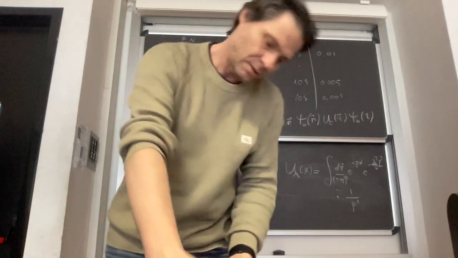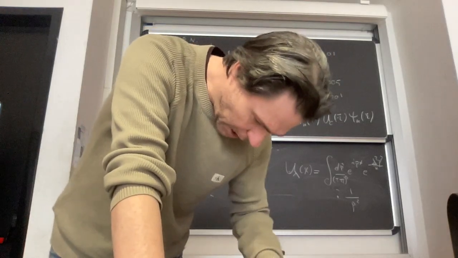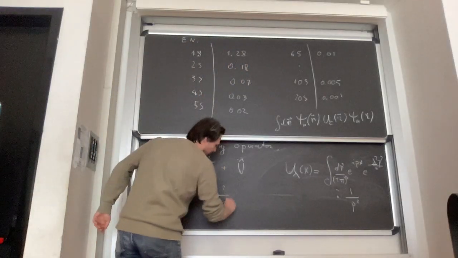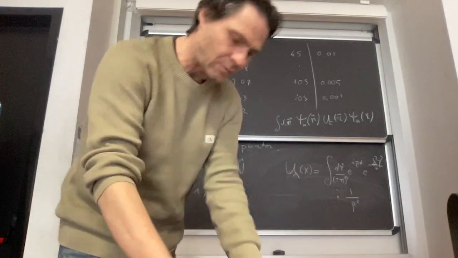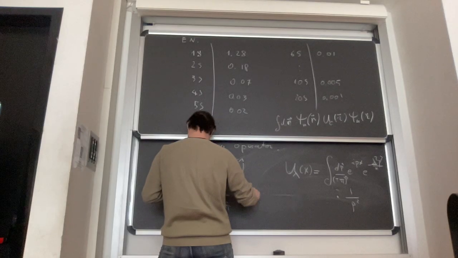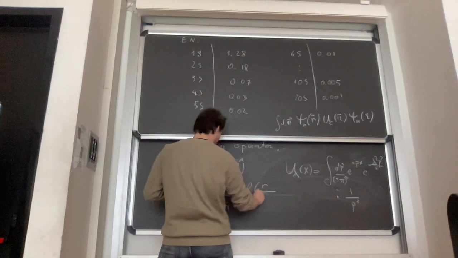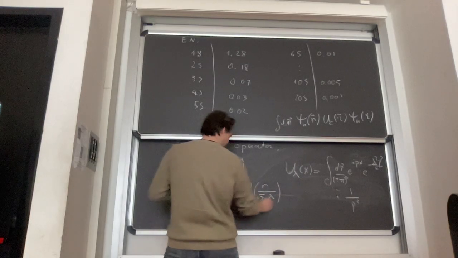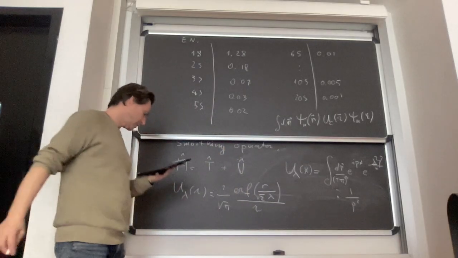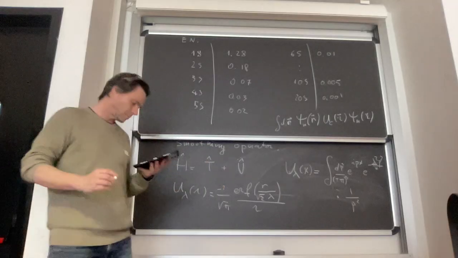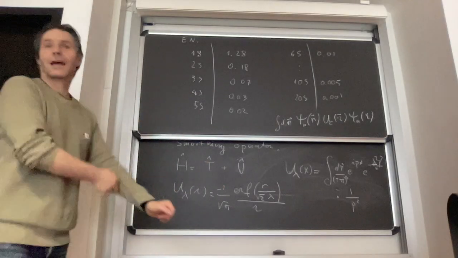is known, and I will write it down, is 2/√pi. Forget about how you get this, I don't really care. And then it's the error function, erf of r divided by √2 lambda, and everything divided by r. And there's a negative sign. Now, it makes sense? Yes?